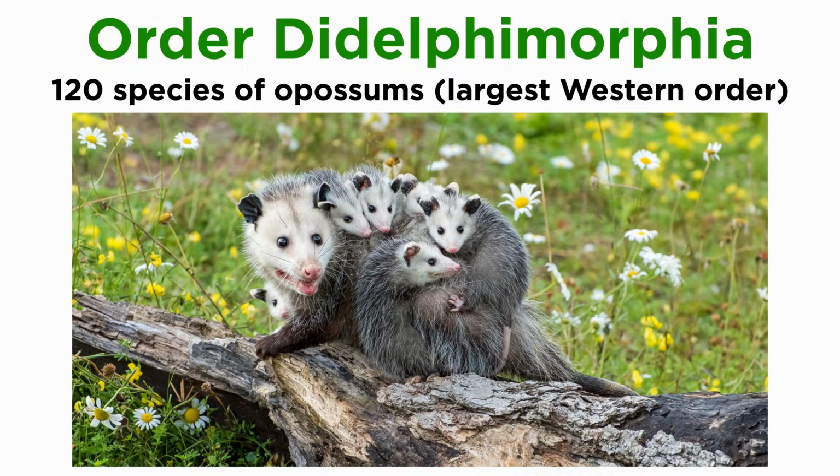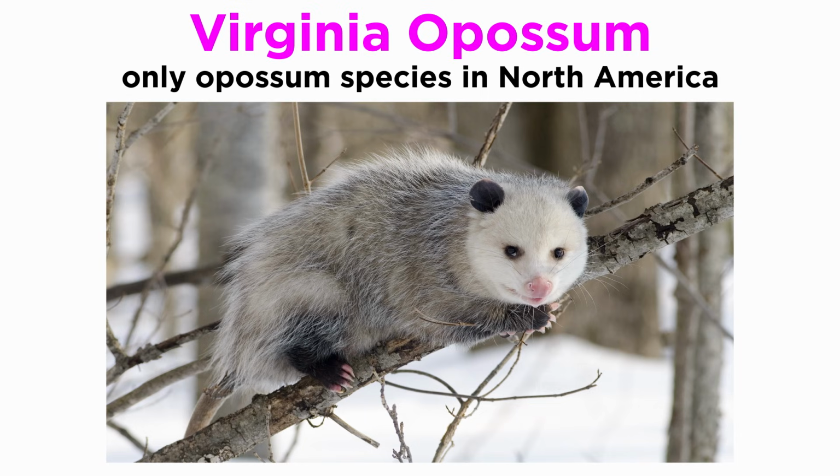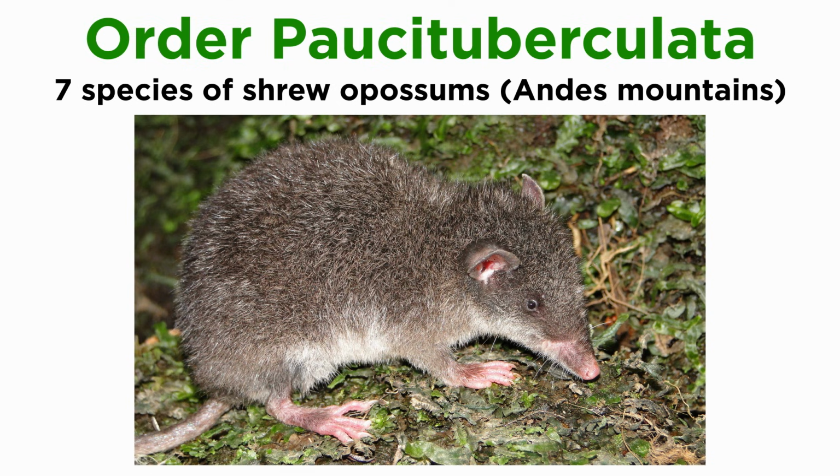Members of order Didelphimorphia are commonly referred to collectively as the opossums. They are the largest order of marsupials in the Western Hemisphere, with over 120 species which originated in South America, and only one of which, the Virginia opossum, successfully migrated into the United States and Canada, where it is often simply referred to as the opossum, or possum, though it is but one species of opossum out of an entire order.